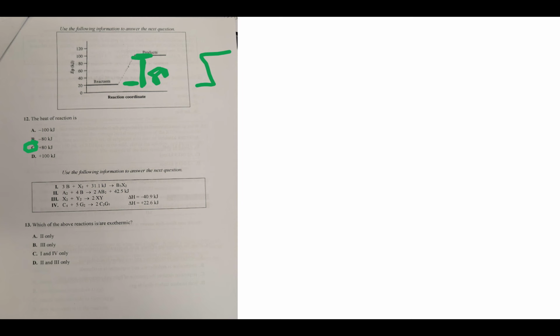Moving on to number 13. This is just showing the difference between endo and exo. So that first reaction, you have your enthalpy on the reactant side. That would be endothermic. The second one on the product side, that is exothermic. And then 3 is negative, that is exothermic. And the last one is not. So here your answer was D.